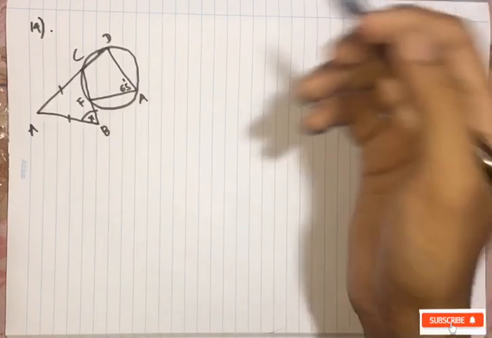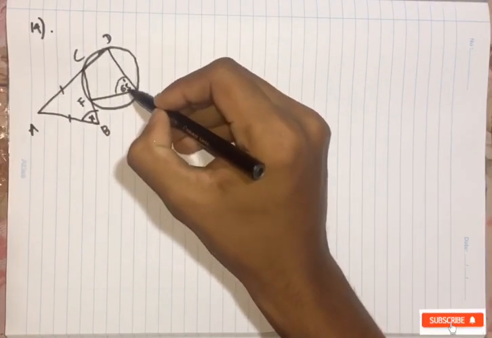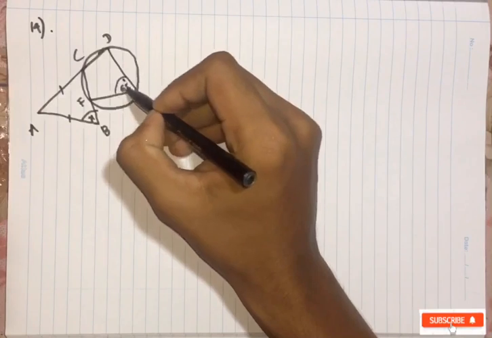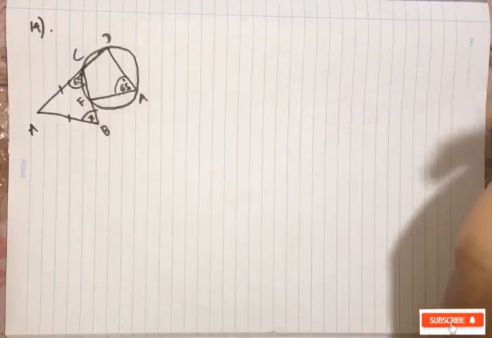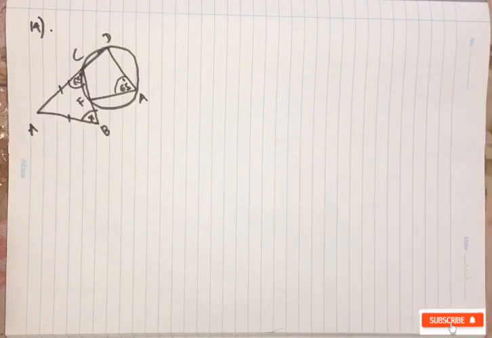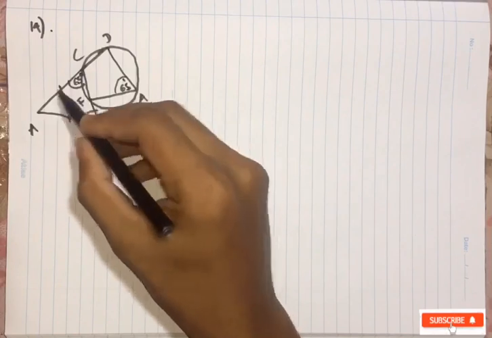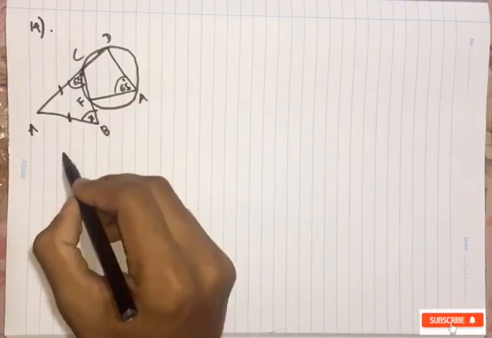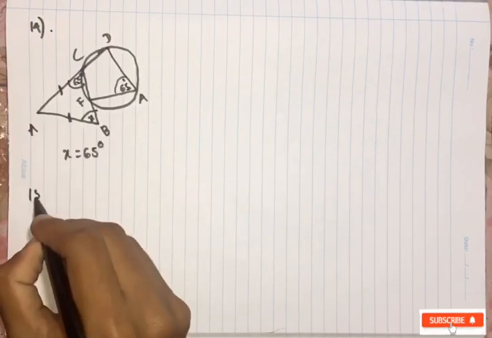Okay, this is simple. Now since this is a cyclic quadrilateral, if this is equal to 65, the angle here is also equal to 65. That is the theorem we have learned. So if this is equal to 65, this is also equal to 65 because these two sides are equal. X is directly equal to 65 degrees.